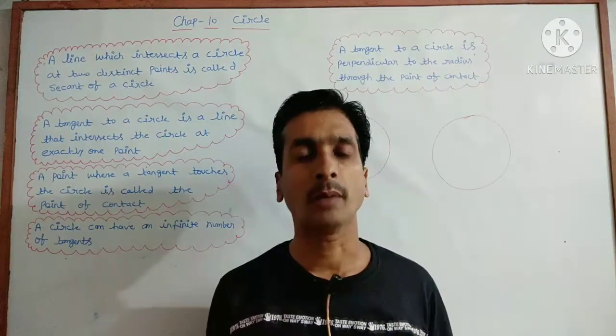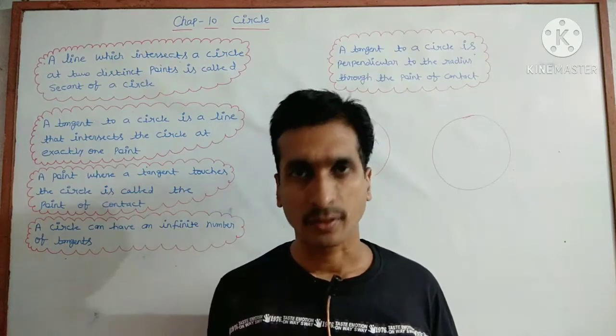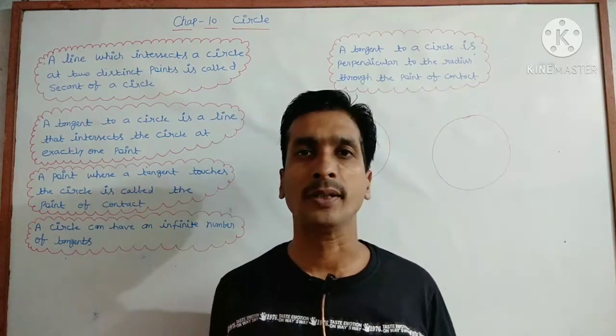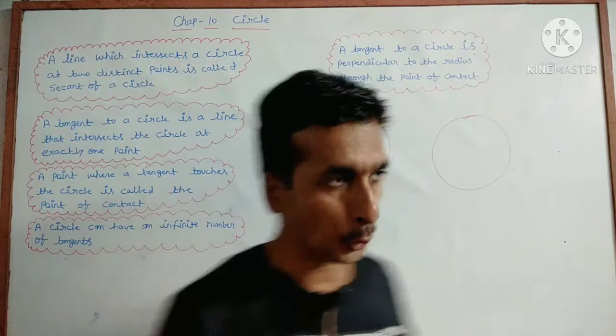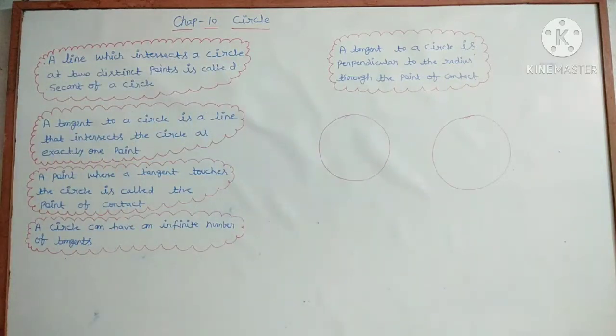We will discuss chapter number 10, and that name is Circle. First of all, we will discuss the concepts. So here you can see the first one: a line which intersects a circle at two distinct points is called a secant of a circle.